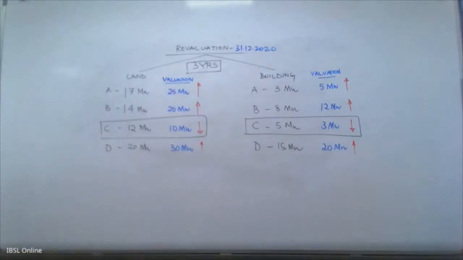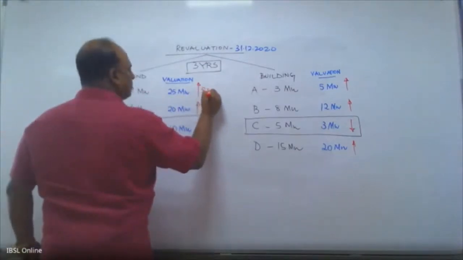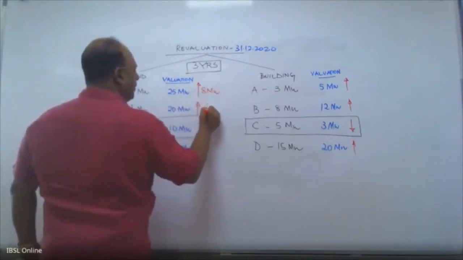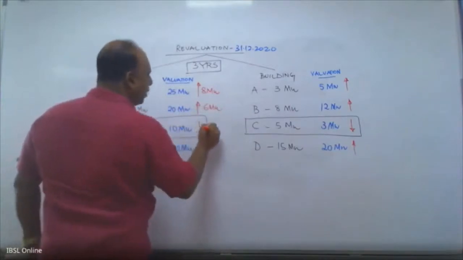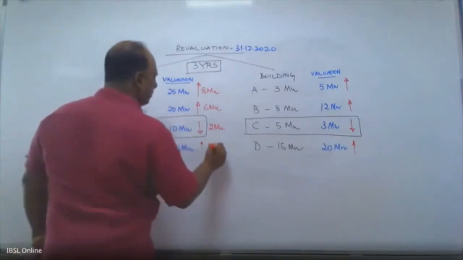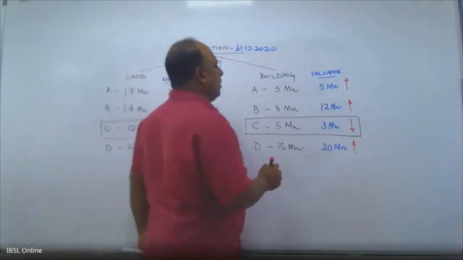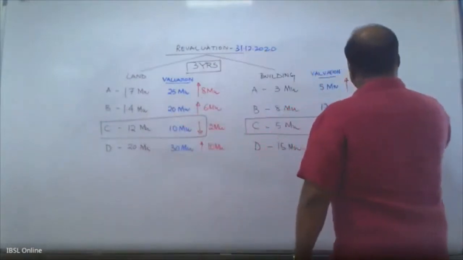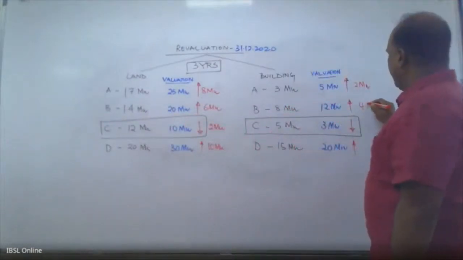If you want, you can take a photograph and then later on you can take down in your notes. Okay. Let's quickly proceed. Now, what has happened here? If you look at it, here the value has gone up by 8 million. Here 6 million. Here it has come down by 2 million. You have to remember. Then here 10 million. Here it has gone up by 2 million, 4 million. It has come down by 2 million. Gone up by 5 million.